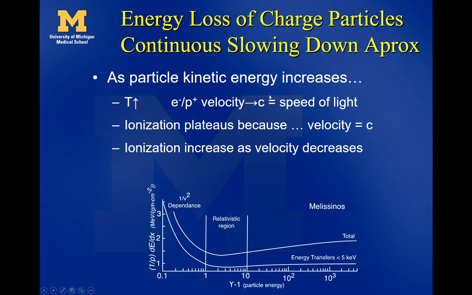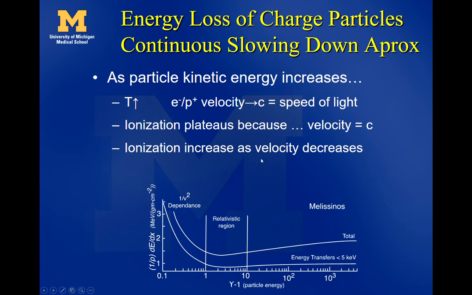As the kinetic energy increases, as the T, as we call it, increases, the velocity of protons and electrons comes up towards the speed of light. Nothing can go faster than the speed of light. And the ionization plateaus because the velocity is basically equal to the speed of light. And then the ionization increases as the velocity decreases.